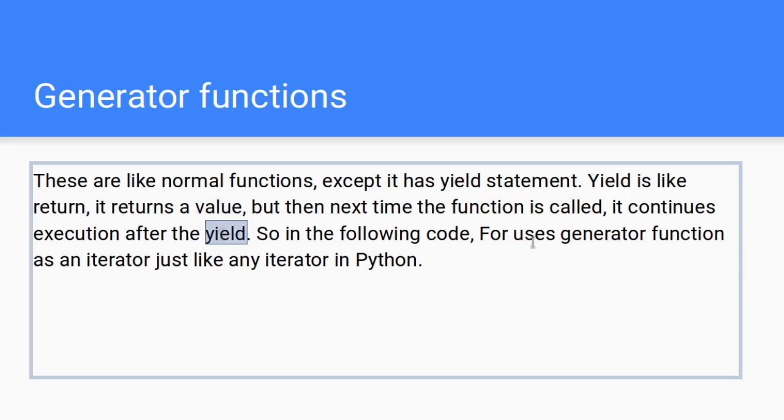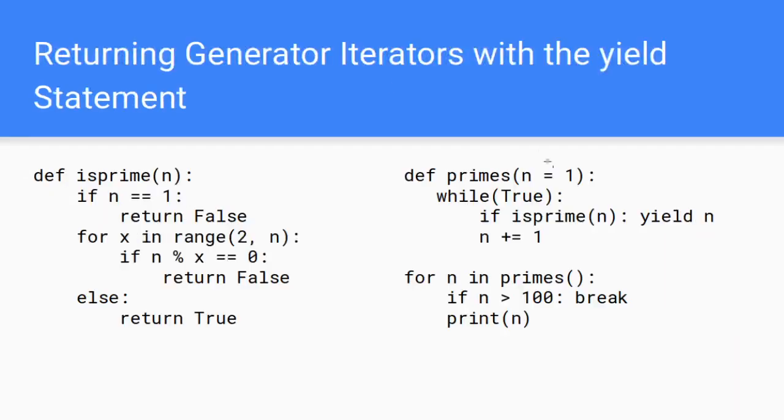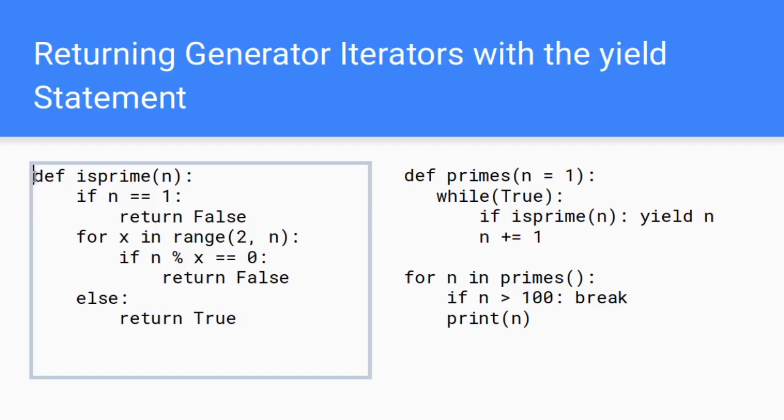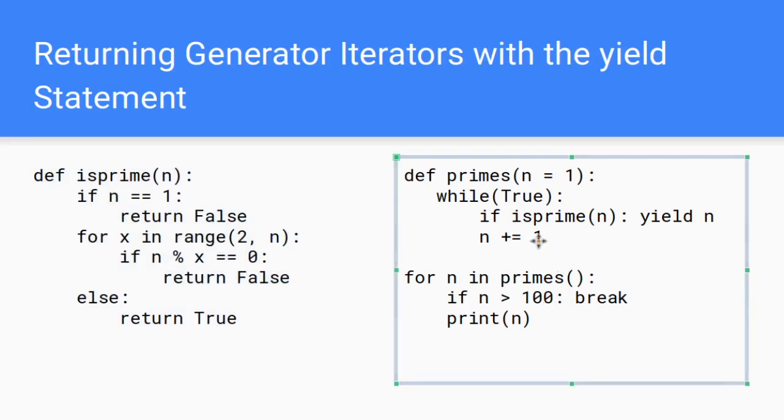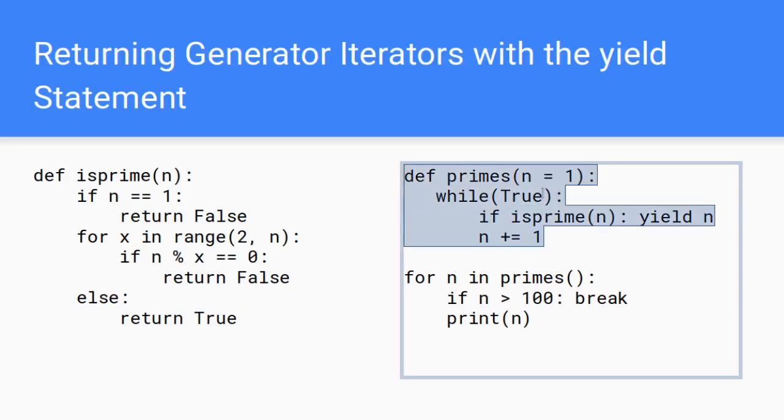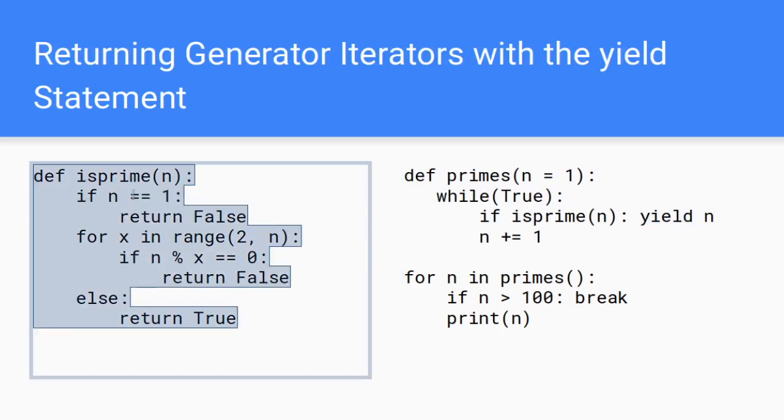So in the following code, we're going to look at generator iterators, returning generator iterators with the yield statement. Let's define a function. Well, we're defining two functions. One function is called isPrime. The next function is called primes. And you see primes contains this yield. There's no yield over here. This is a regular function.